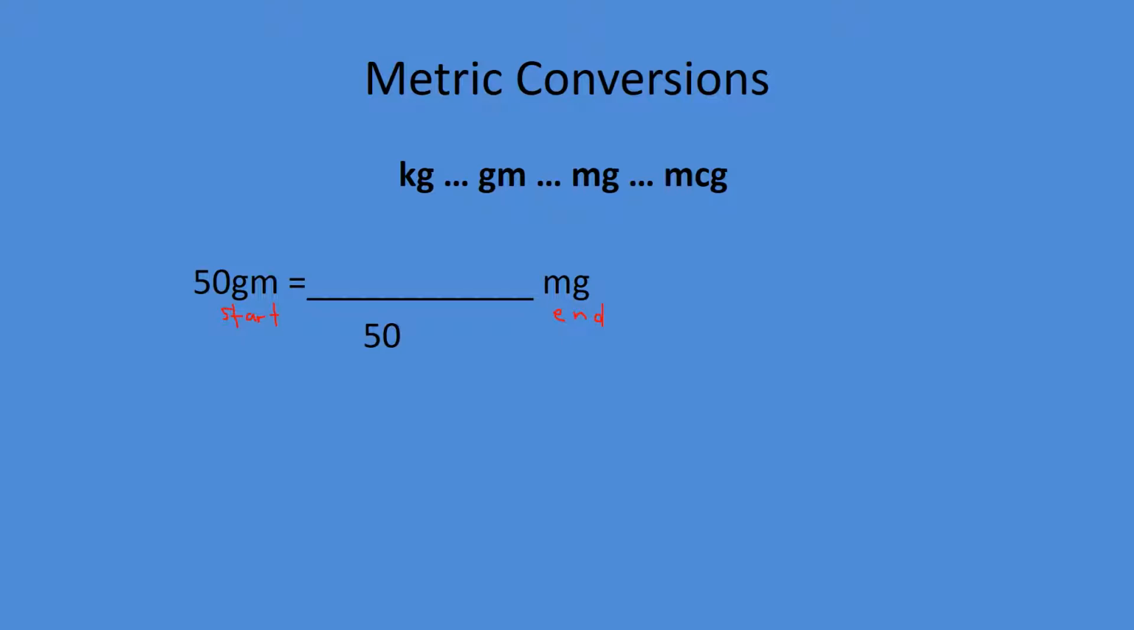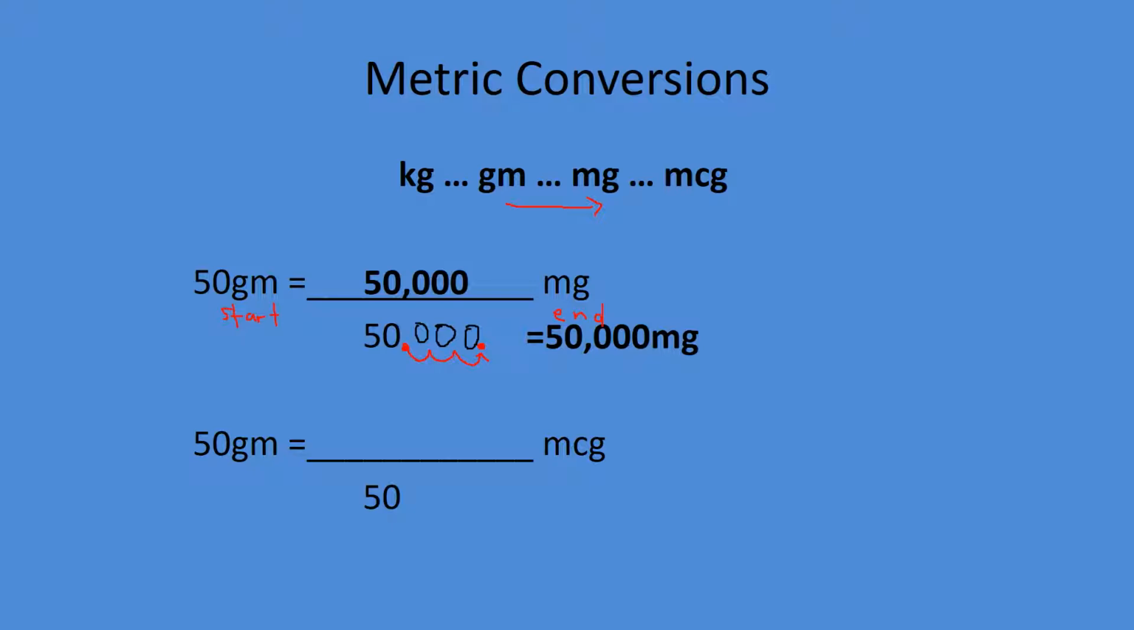That's going to be 3 spaces to the right. On a whole number, your decimal point is to the right, and you're going to move it 1, 2, 3. We will fill in our zeros and document our number. So 50 grams is 50,000 milligrams.